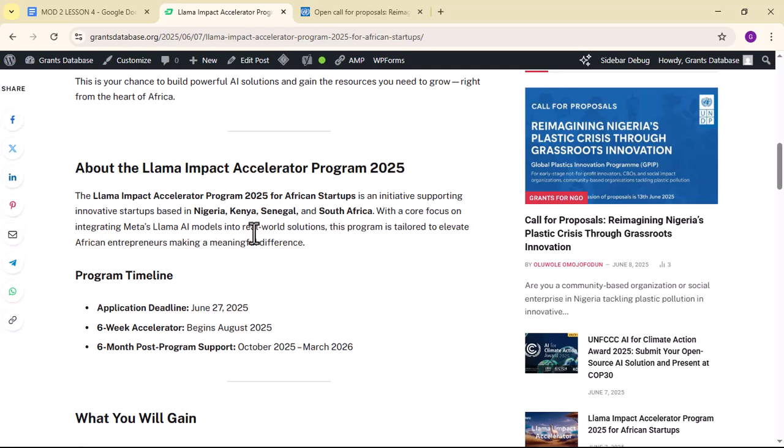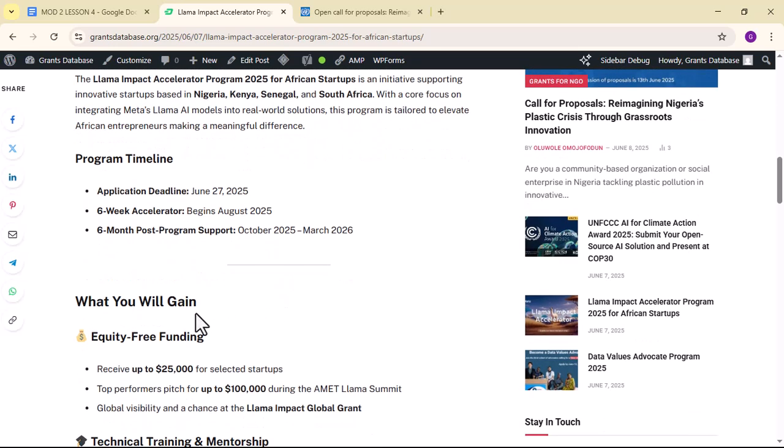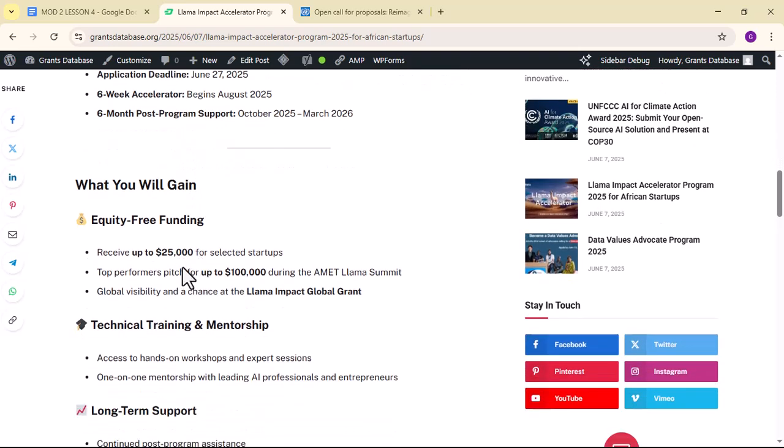All right, so on the program timeline, the deadline for this CFP is June 27, and the accelerator is going to begin by August. It is a 6-week accelerator, then 6 months of post-program support, which is going to be from October to March 2026. So what you will gain, if you are accepted into this program, is up to $25,000.